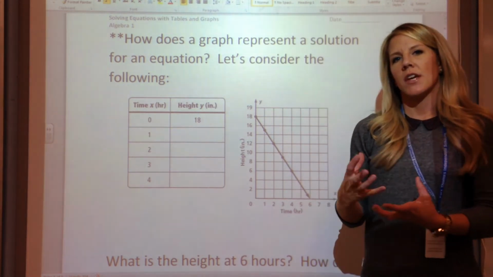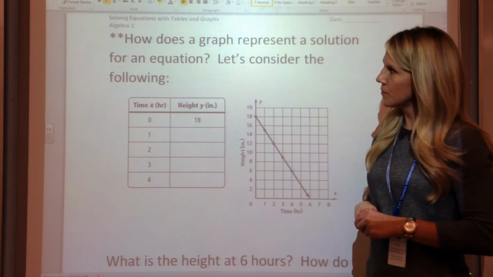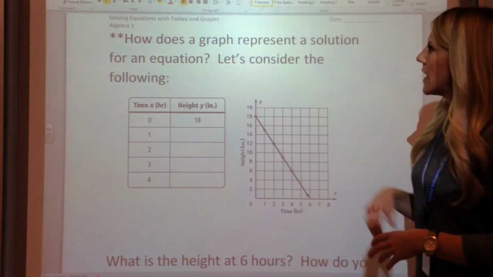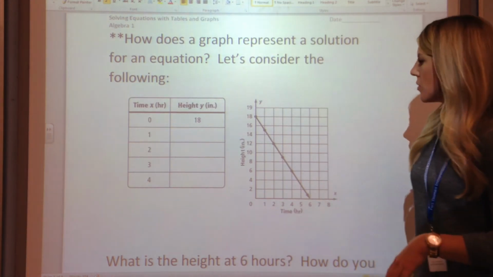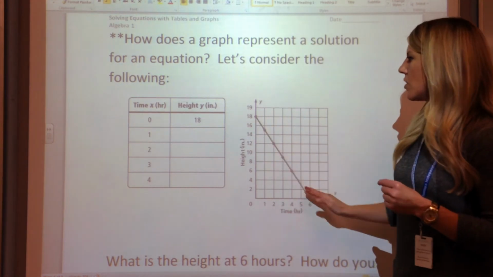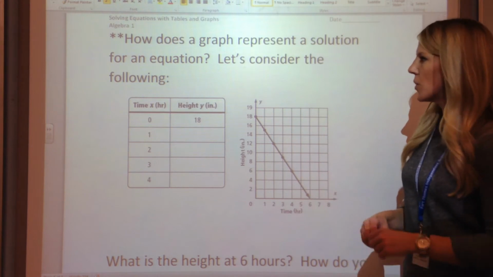So that's essentially the same thing as a table, what we were just doing, where we were substituting or plugging in values. We were saying, hey, let x equal this, and let's see what our outcome is. So now let's look at a graph. How does a graph represent the solution to an equation? So we have an x-axis and a y-axis, and we have points all along this coordinate plane, or this first quadrant. So we can read the graph.